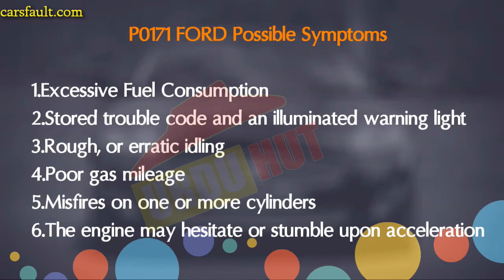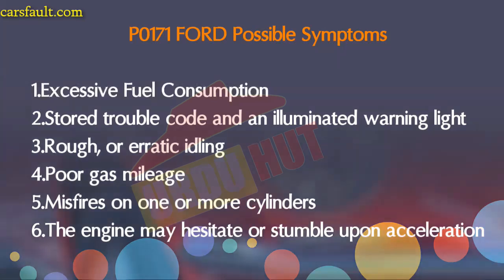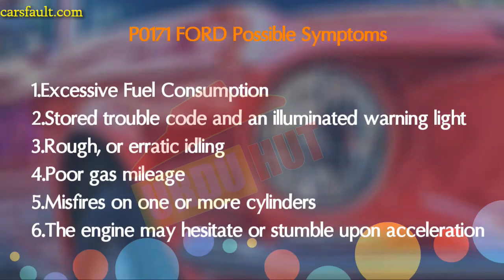The possible symptoms of P0171 in a Ford include a stored fuel consumption trouble code and an illuminated warning light, rough or irregular idling, poor gas mileage, and misfiring on one or more cylinders. The engine may hesitate or stumble upon acceleration.